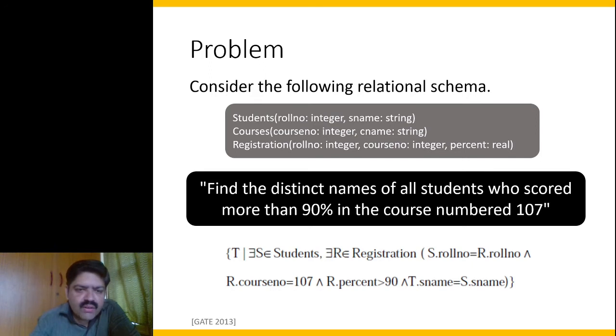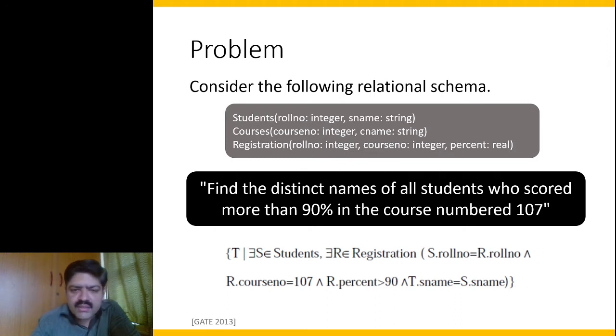So, we are interested in all tuples T such that there exists some S in students and there exists some R belonging to registration. So assume I have a copy of S from students and R from registrations. S dot roll number equals r dot roll number, and r dot course number is 107, and r dot percent greater than 90. So these two conditions reflect what is given to you. The students must have scored more than 90% in the course numbered 107. So course number is 107, percentage is greater than 90. So these two are obvious.